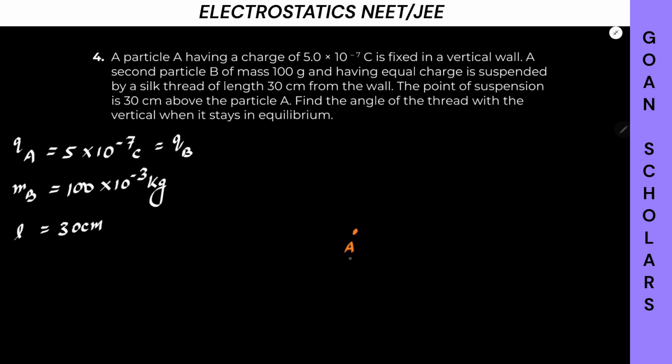If this is point A, where the particle A is placed, and the charge is 5 into 10 to the power minus 7 at this point. From here, the question is saying the point of suspension is 30 centimeter above the particle A. So from here, let's say this is the point of suspension. How much separation is this? I'll explain this once again once the diagram is complete.